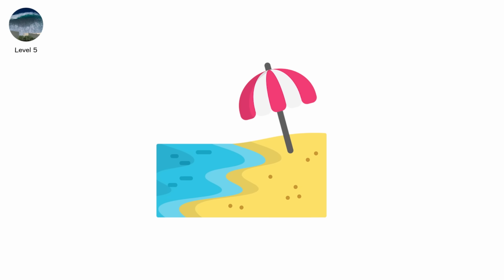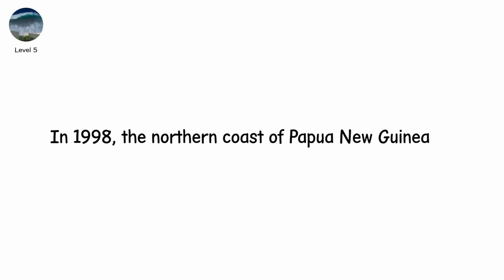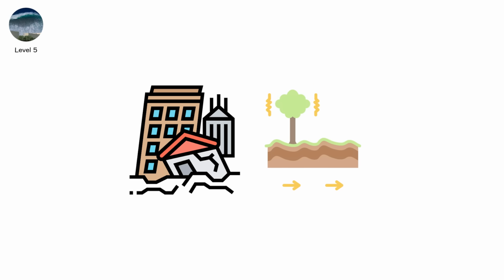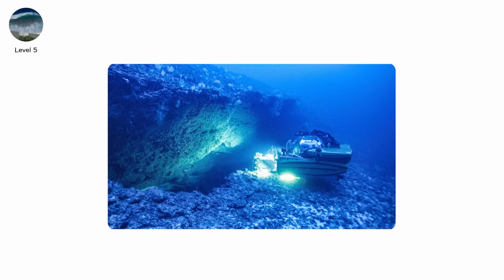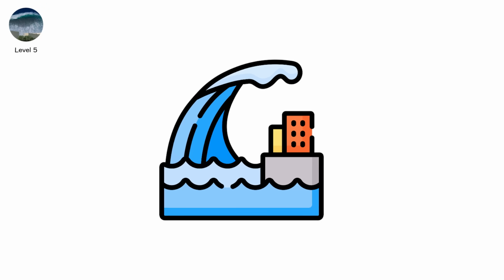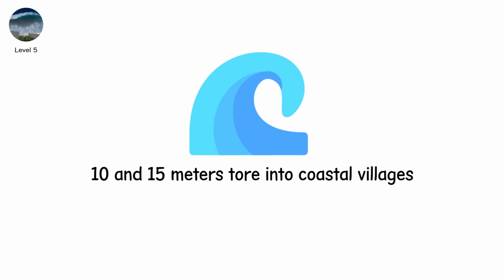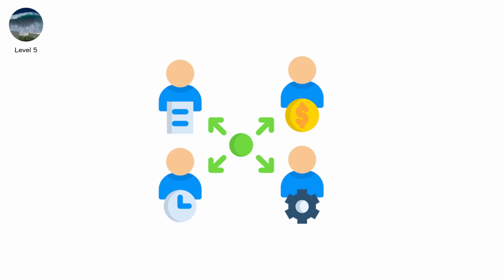an invading army. In 1998, the northern coast of Papua New Guinea became a grim case study. A relatively modest offshore earthquake, magnitude 7.0, wasn't expected to cause much damage, but it triggered an underwater landslide, and that set off a tsunami that struck with terrifying focus. Waves between 10 and 15 meters tore into coastal villages, sweeping away entire communities. Over 2,000 people were killed, many of them within minutes. It wasn't just a wave, it was a sudden, coordinated collapse of life as it was known.